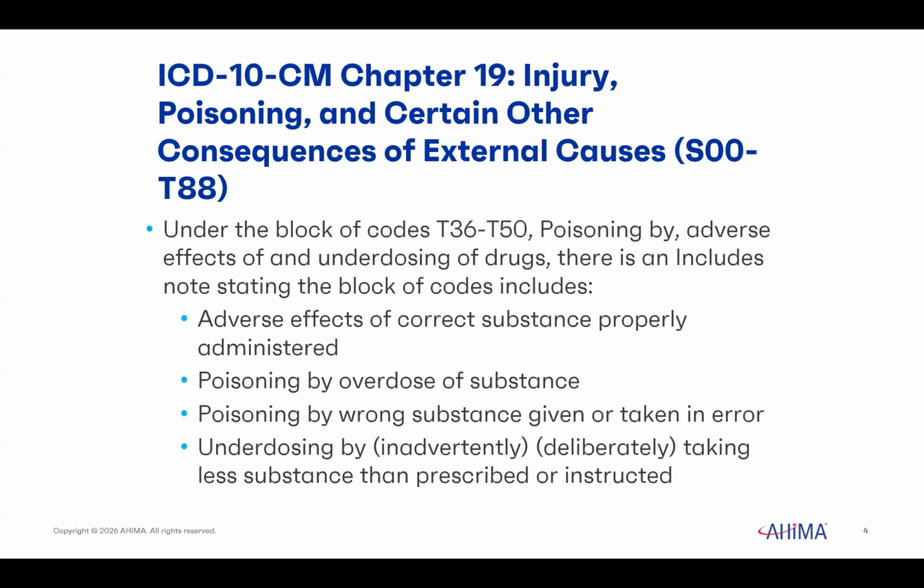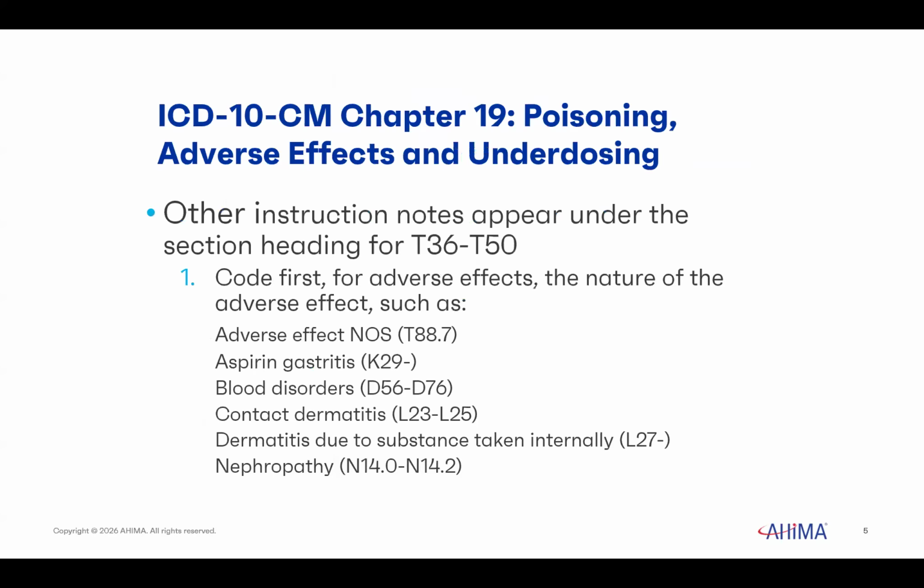And you'll notice that there's an includes note that states that you must code first the nature of the adverse effect, like gastritis, dermatitis, nephropathy, before coding the drug that caused it, right? So these codes, you have to look at the effect for an adverse effect. So again, you'll see some of these here, code first for adverse effect, the nature of adverse effect, including adverse effect not otherwise specified, gastritis, blood disorder, dermatitis, and so on.